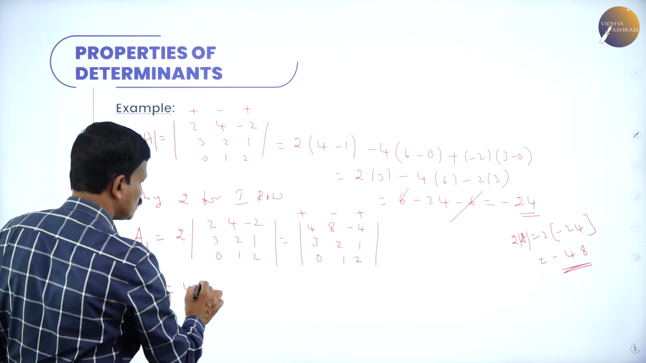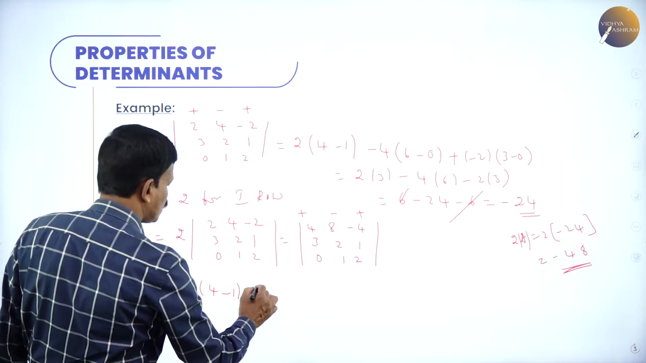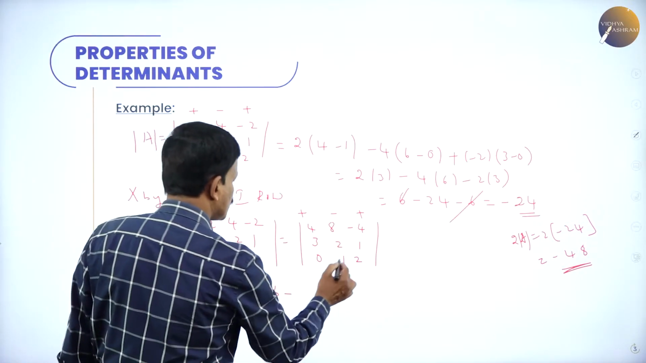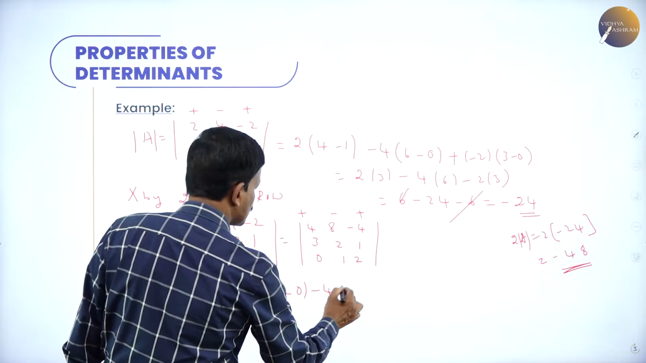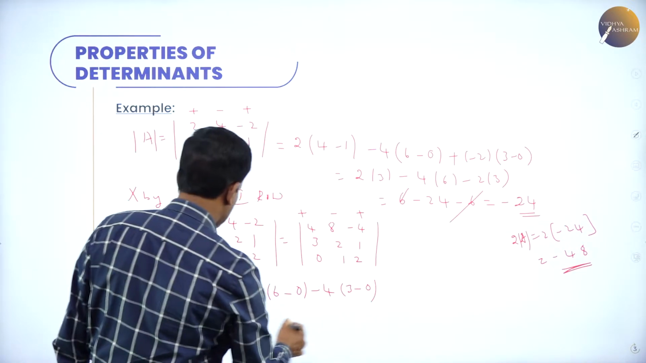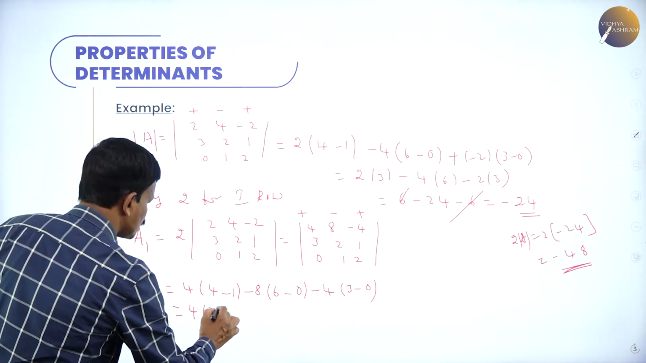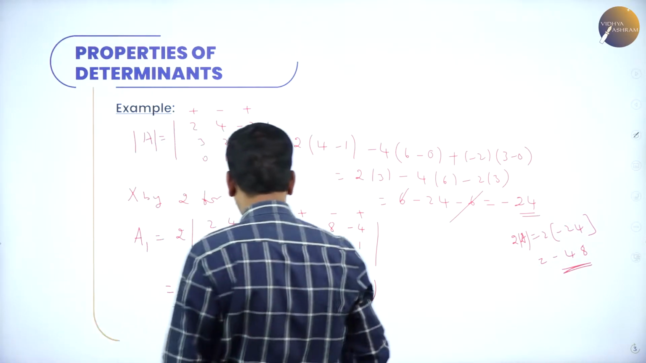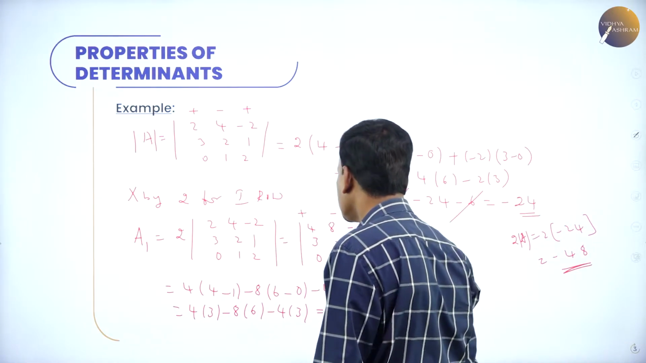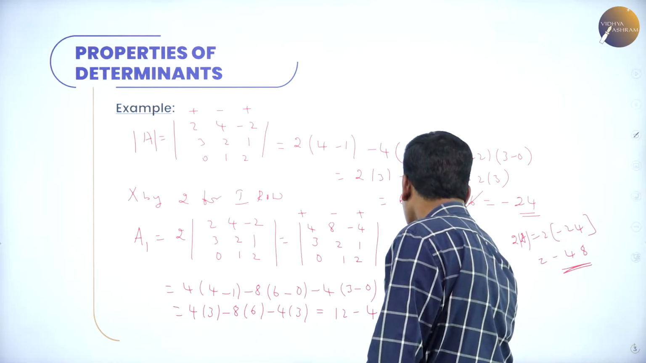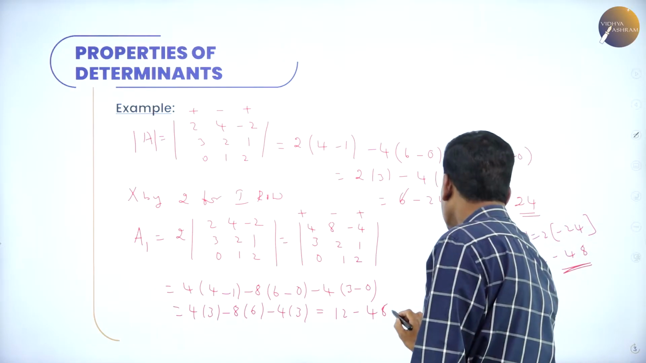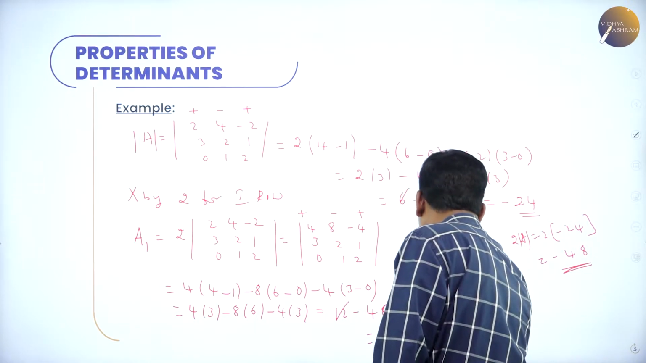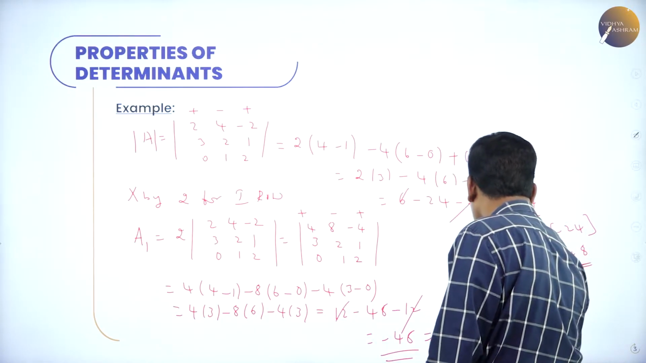4 into 2 twos are 4, minus 1, minus 8 into, this is gone, 3 twos are 6, minus 0, minus into plus, it is minus 4 into, 3 ones are 3, minus 0. That is 4 into 3, 8 into 6, minus 4 into 3. 4 threes are 12, minus 8 sixes are 48, plus into minus, it is minus 12. Minus 12 plus 12 gets cancelled, and you will get minus 48.